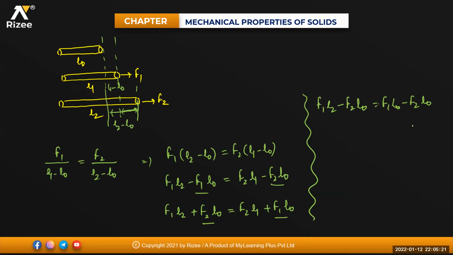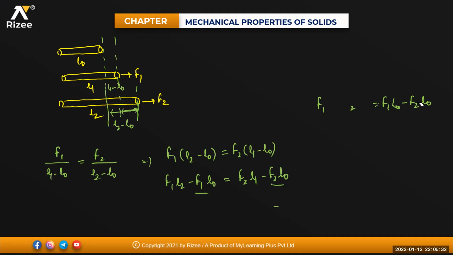F2 into this one is L1, no? Why L0? Let me just check with the calculation once. Yeah. So I need the value of your L0, no?